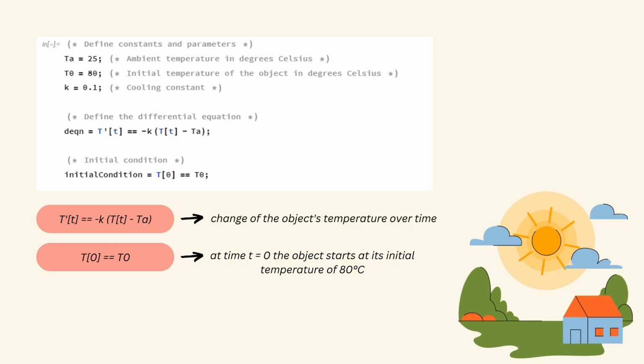To solve the equation, we also specify an initial condition, T of 0 equals T naught, which states that at time t equal to 0, the object starts at its initial temperature of 80 Celsius.